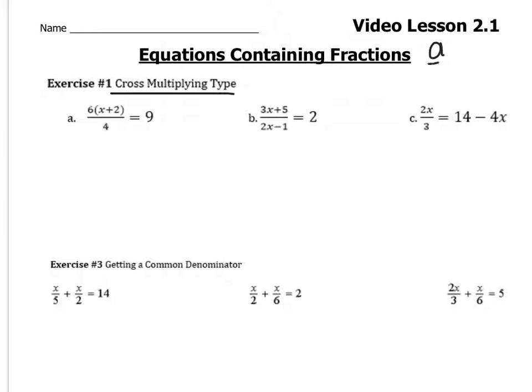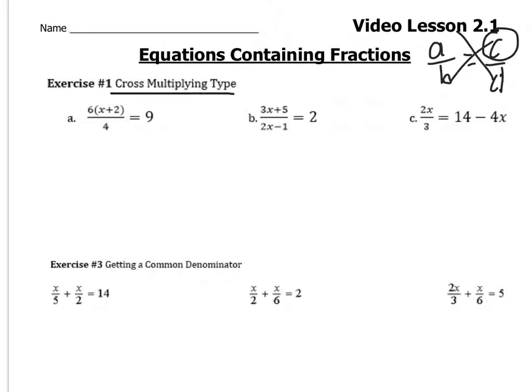Cross-multiplying is a process you use to solve for the missing piece in a proportion. Remember, a proportion is just two fractions set equal to each other, like this. And if one of those four pieces is missing, you can cross-multiply to solve for it.